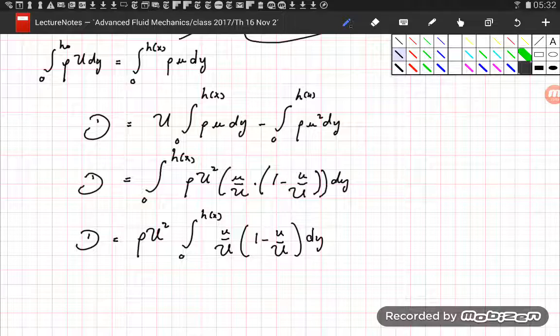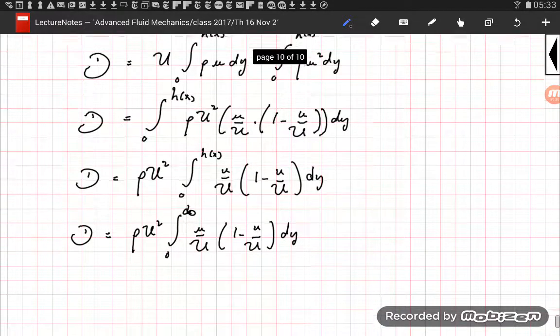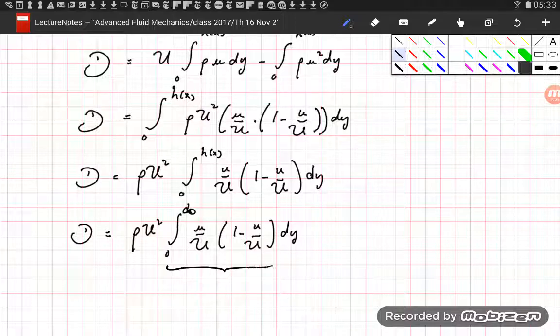And we did this actually for any arbitrary h of x. So in particular, we can just now bring h of x to infinity, and this equality will still hold. So I can just write that this is equal to rho U squared times the integral from 0 to infinity of small u divided by capital U, 1 minus small u divided by capital U dy, and this here is the momentum thickness at x.